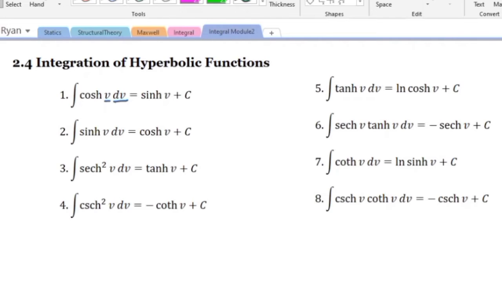Number 7, the integral of hyperbolic cotangent of v dv is equal to ln of hyperbolic sine of v plus c. Number 8, the integral of hyperbolic cosecant v hyperbolic cotangent v dv is equal to negative hyperbolic cosecant v plus c.